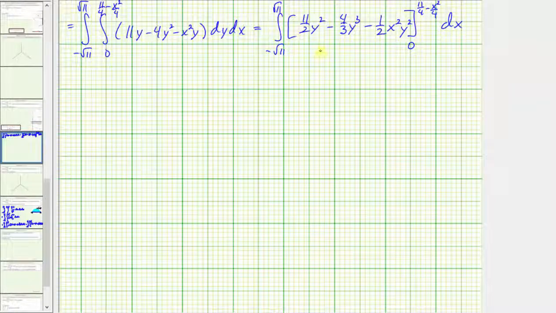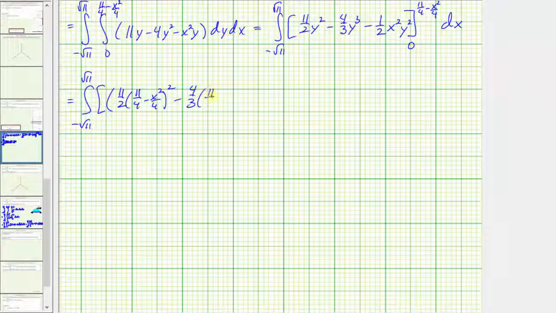This is where things start to get very messy. We now need to find big F of b minus big F of a by performing substitution for y. So first, y is equal to 11 fourths minus x squared divided by 4. So we'd have 11 halves times the quantity 11 fourths minus x squared divided by 4 squared, minus 4 thirds times, again, the quantity 11 fourths minus x squared divided by 4 to the third, minus 1 half x squared times the quantity 11 fourths minus x to the second divided by 4 squared.